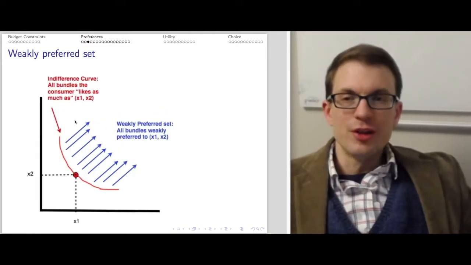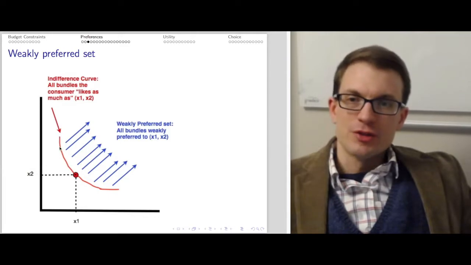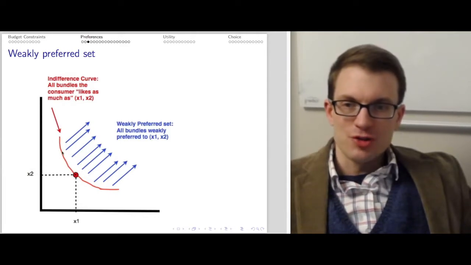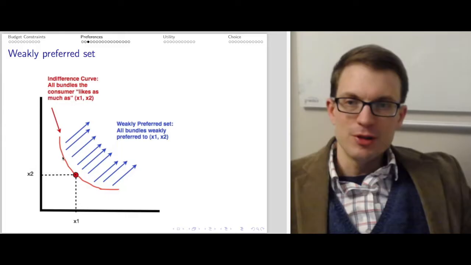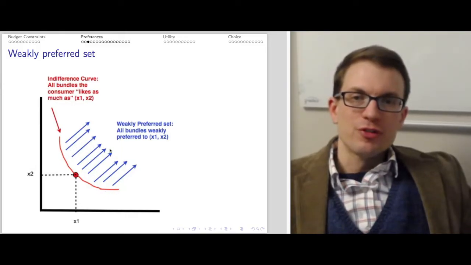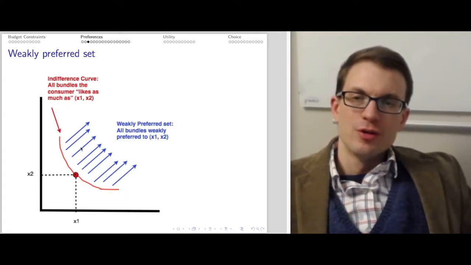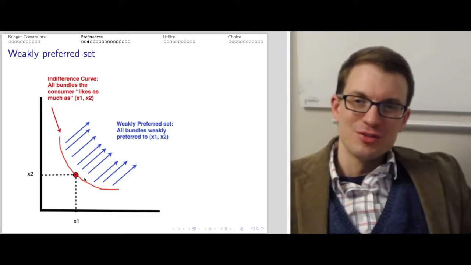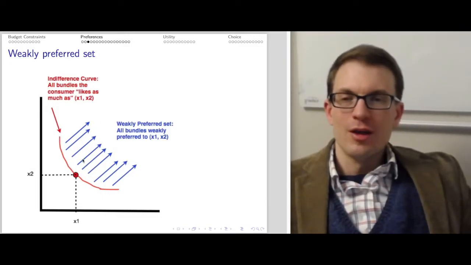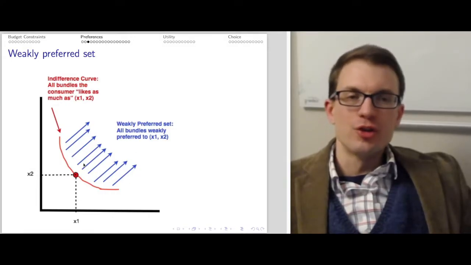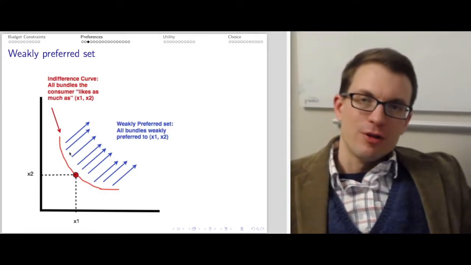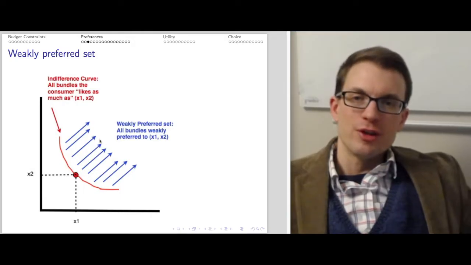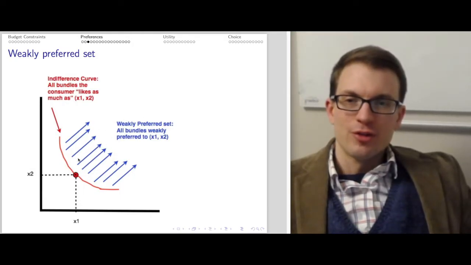All right, so here's the illustration. Indifference curves are going to be all the ones that I like as much as this particular bundle. So I'm completely indifferent between anything on this red line. Now my weakly preferred set is going to be all the bundles that are weakly preferred to x1, x2. Actually, I probably should have made these arrows red, because the weakly preferred set is going to include the indifference curve, as well as all the bundles to the northeast. Remember, when we're talking about indifference curves, better bundles are to the northeast, right? Better bundles are to the northeast.